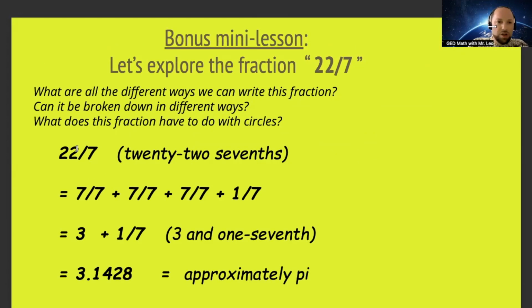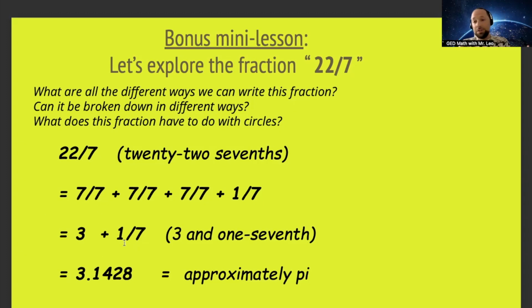Okay, well, here we go. 22/7 means 22 sevenths. If you know a little about fractions, it's 7 sevenths plus another 7 plus another 7, and then 1 left over. 3 sevenths is 21, 1 left over makes 22. Every 7/7 is like a whole. So really, this is 3 wholes and 1/7. If you know about changing fractions to mixed numbers, this is an improper fraction to a mixed number.